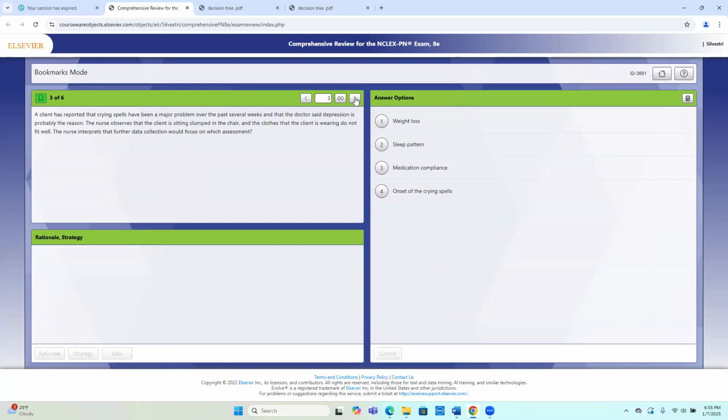Okay. So we're looking at our tree. Are these answer choices assessment or are they implementation? These would all be assessment, or any physical or psychosocial. Weight loss is physical. Sleep pattern, we're going to say physical. Medication compliance and onset of crying spells, we could put that in the psychosocial, right? Because medication compliance relates back to knowledge level, that the client understands they need to take their medication. Onset of crying spells is a psychosocial need.